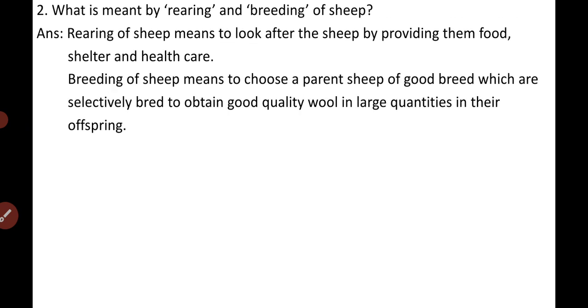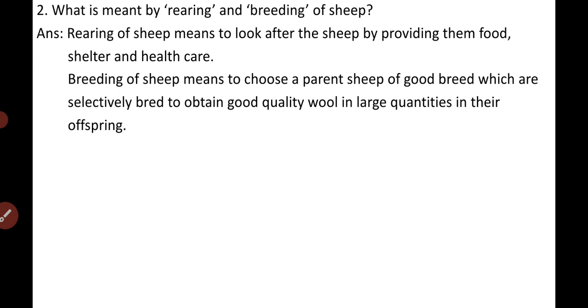Question number 2. What is meant by rearing and breeding of sheep? Rearing of sheep means to look after the sheep by providing them food, shelter and health care. Breeding of sheep means to choose a parent sheep of a good breed, which are selectively bred to obtain good quality wool in large quantities in their offspring. This process is also known as selective breeding, right?